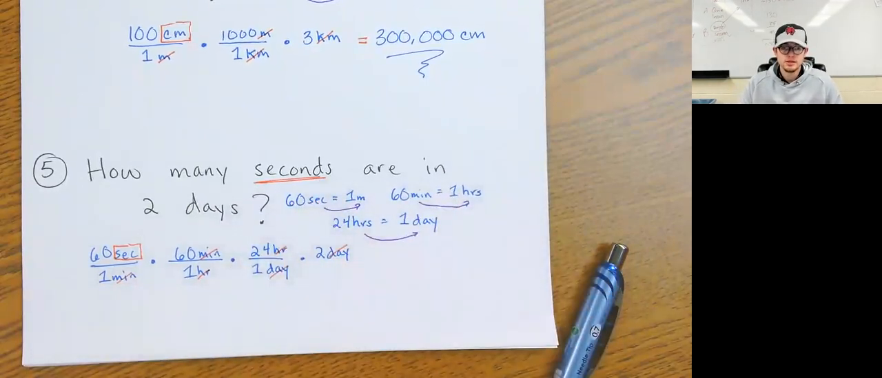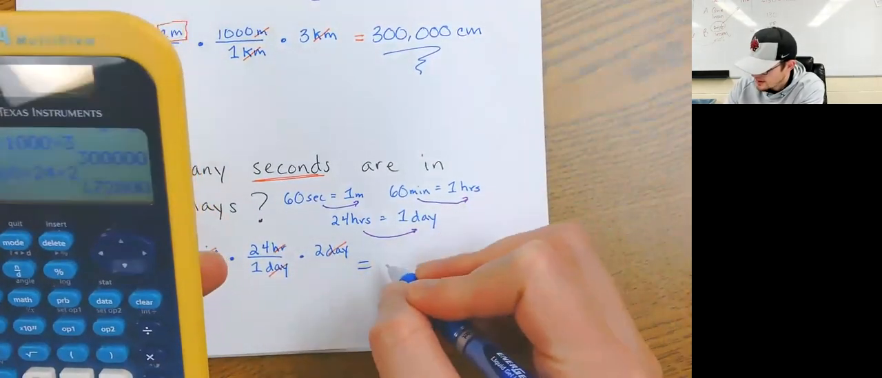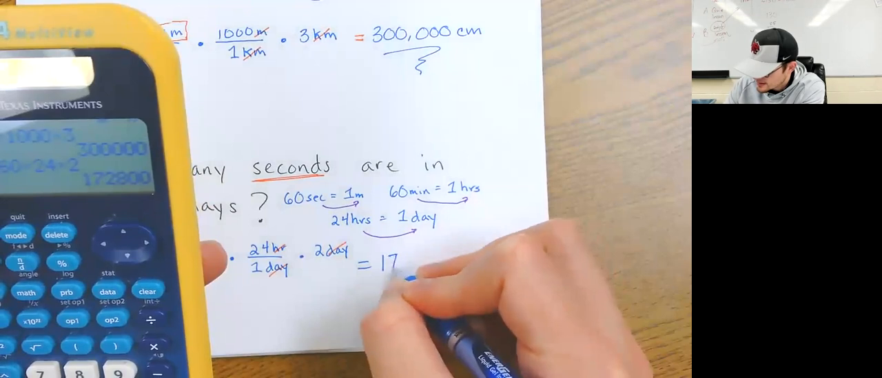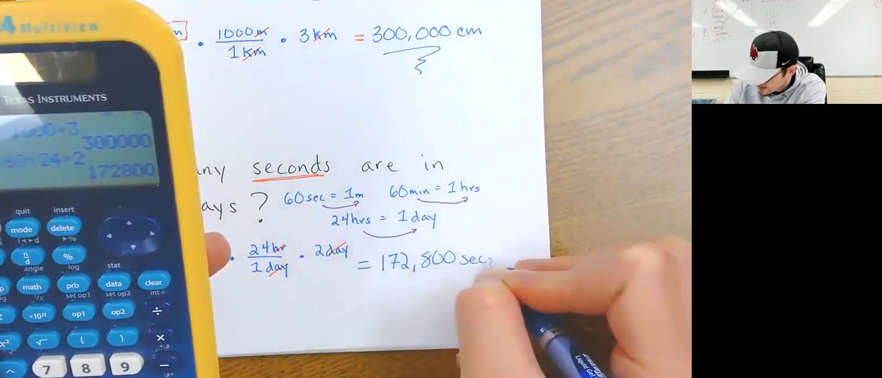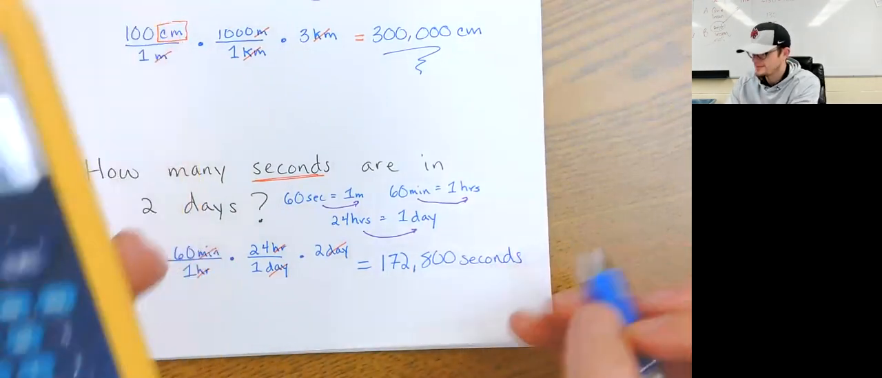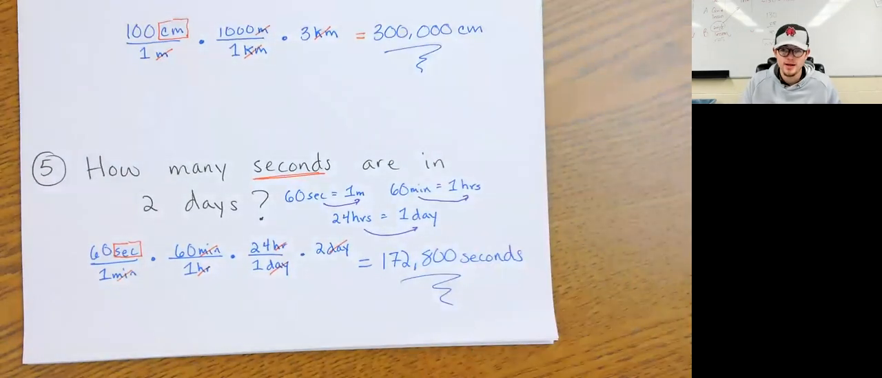All right. So now I just grab my calculator and I do all that multiplication. I do 60 times 60 times 24 times 2. So 60 times 60 times 24 times 2. And I am left with 172,800 seconds. So that's how many seconds, if you ever wanted to know, are in 2 days.